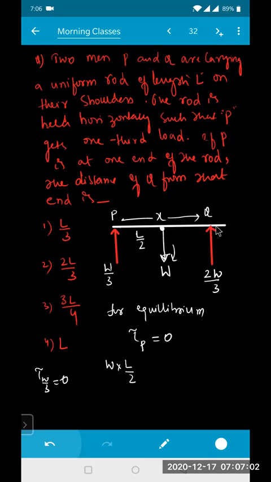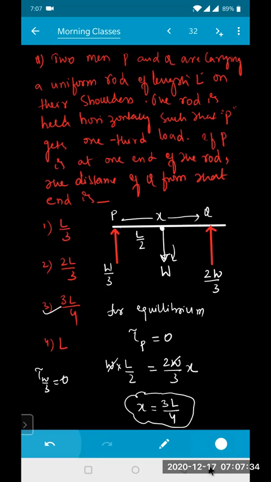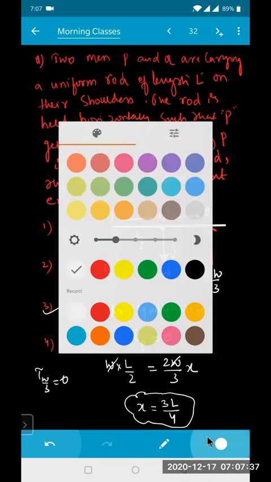Then the torque due to the force at Q about the point P, with the arrow mark downward, this one is clockwise and this will be anti-clockwise. So clockwise torque equals anti-clockwise torque. That means W into L by 2 will be equal to 2W by 3 into X. So this W will get cancelled. So X will be equal to 3 into L by 2 divided by 4, which is 3L by 4. Clear? So the third option must be the answer.